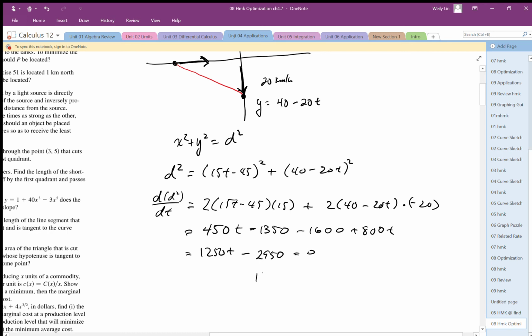I'm going to end up with t is equal to 2950 over 1250. We'll probably simplify that, I don't know what that's going to be. It looks like 59 over 5. T equals 59 over 5. Okay.